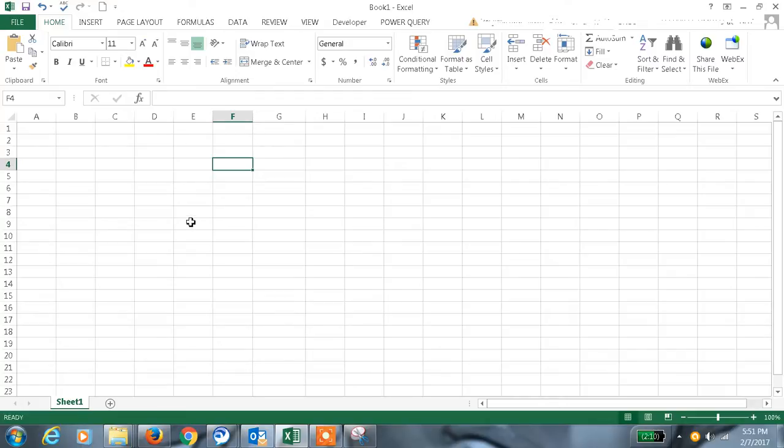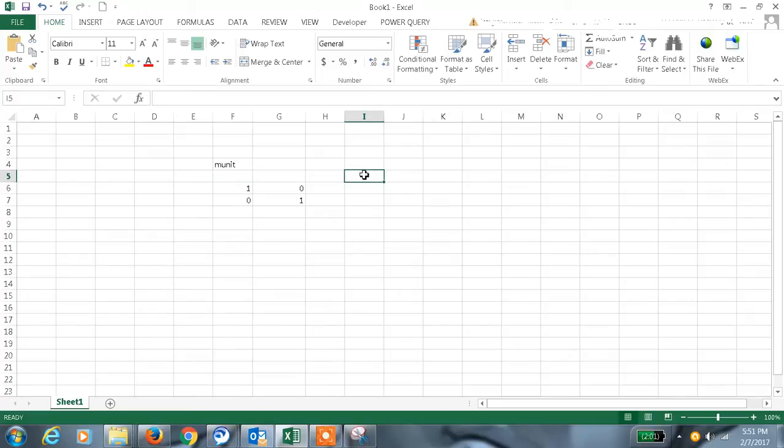So today we are going to discuss a formula, that is MUNIT. It will give the unit matrix. We all know that the unit matrix is nothing but the identity matrix. It will be like this. For 2 dimensions it will be like this, and for 3 dimensions it will increase the rows and columns. So we can get that unit matrix by simply entering the unit matrix syntax.